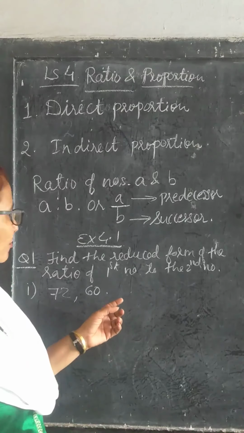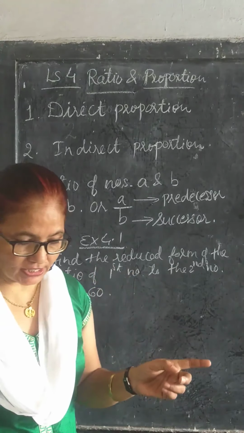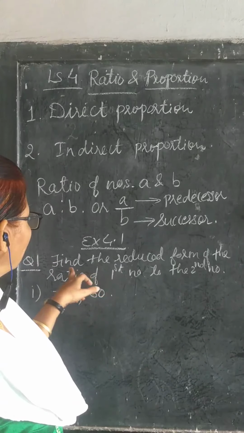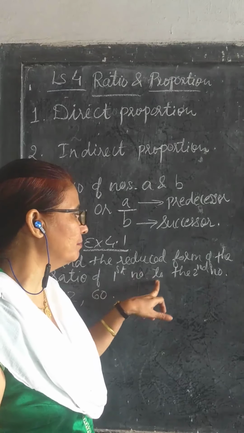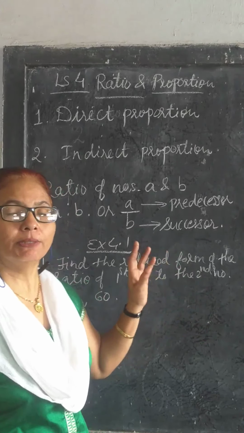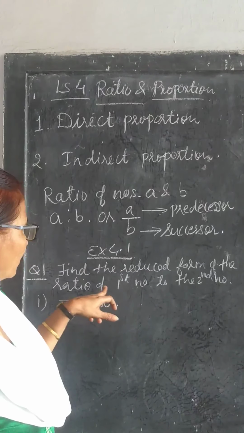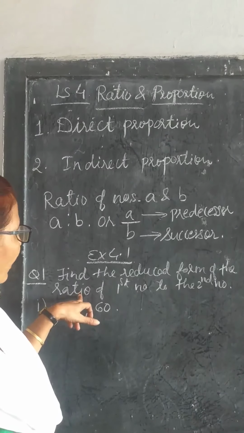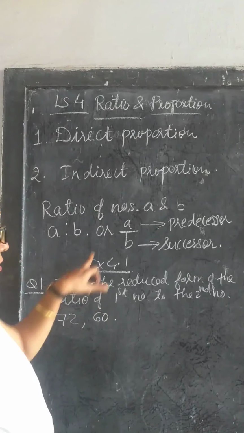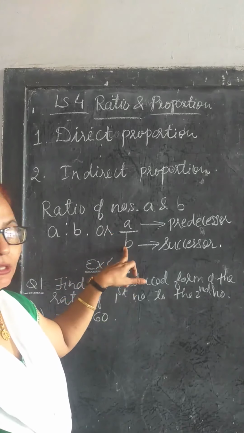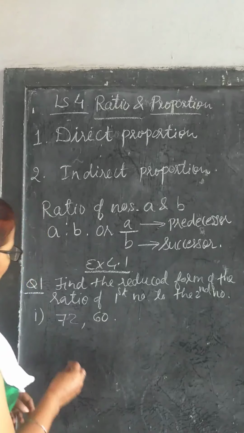So let's see your first exercise, 4.1. Its first question is very easy. From the following pairs of numbers, find the reduced form of the ratio of first number to the second number. Remember children, in ratio we cannot change the order. Here, if it asks you to find the ratio of the first number to the second, the first number will be in the numerator and the second number in the denominator, and you have to write it in which form? Reduced form.